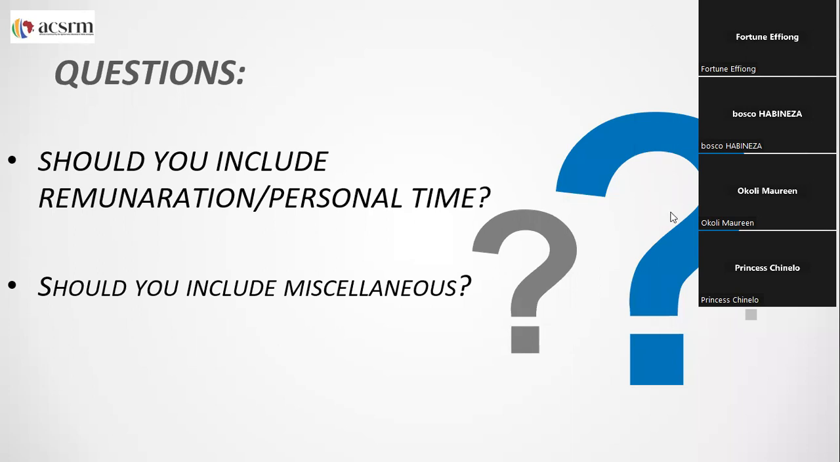Sorry, I don't want to cut you. I just want to clarify. Personal time or remuneration is a budget item. While you're listing your budget, you're listing these things that you'd buy, and then one of the budget items is personal time. You're telling them that this is the money I will allocate for myself. I'm not buying anything. It's not a direct cost. So that's what it means.